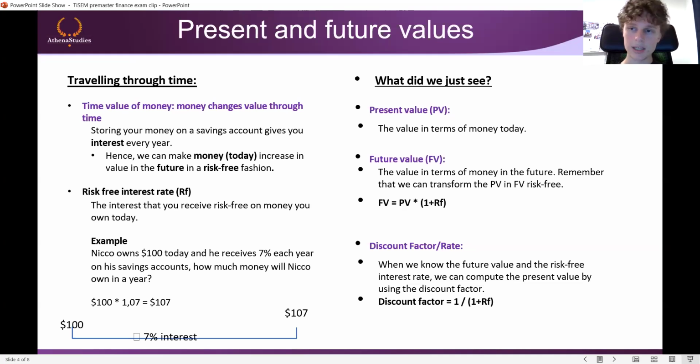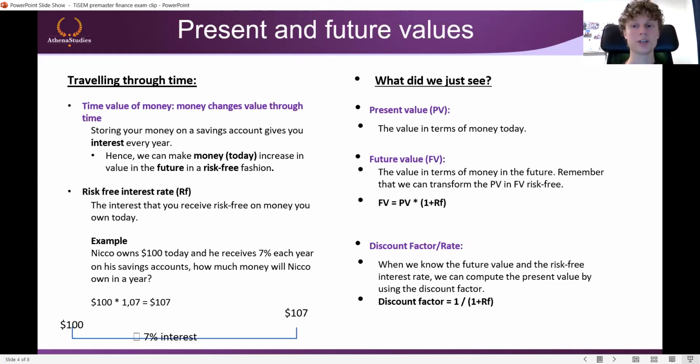Now, this isn't just as simple as saying that money moves through time and keeps the exact same value, because the value of money will always change a bit from present to future. Now, the reason for this is related to what you can do with money when time passes. Because when you have money free, you can always store that money on a savings account, and that will give you a specific amount of interest every year.